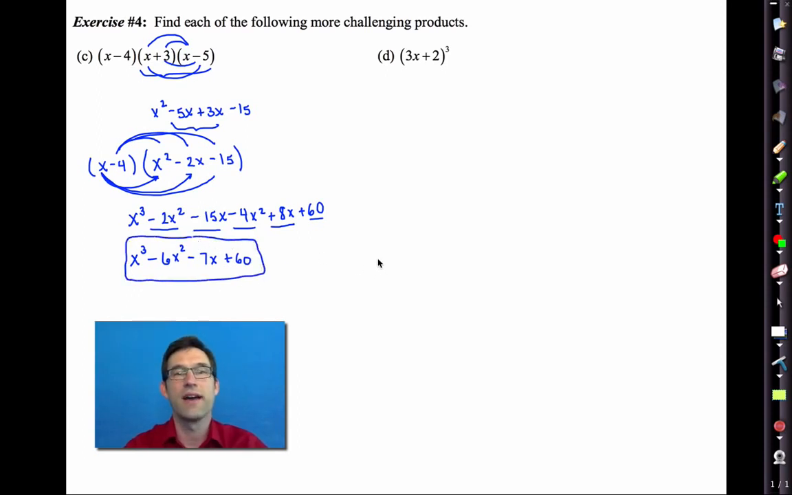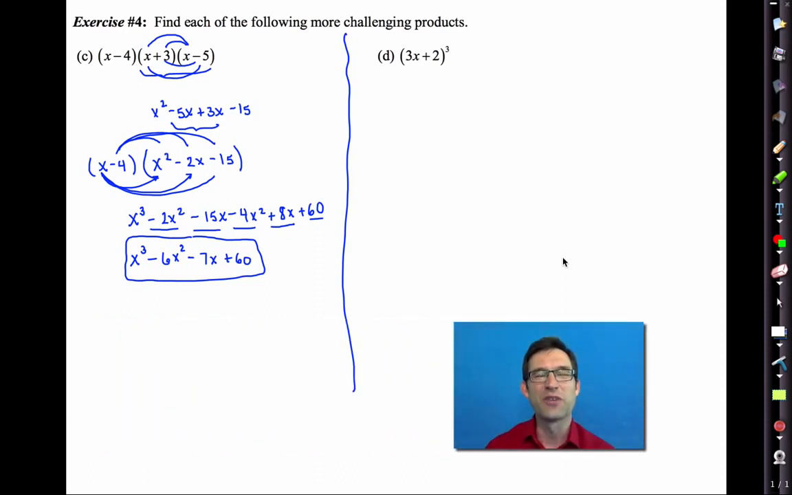Wow, look at that. That's a tough problem to get through without making any mistakes. It shouldn't be a tough problem to understand as long as you understand the properties of numbers and how to multiply binomials. Speaking of which, take a look at letter D. That's a nice challenge for you.